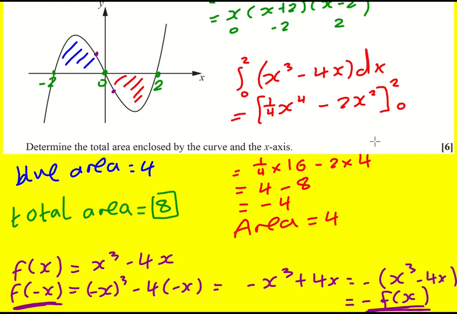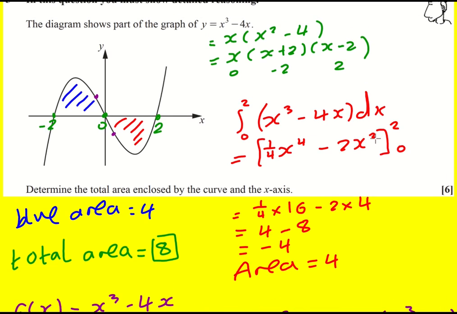And it's worth bearing in mind, sometimes you'll get functions that maybe look like this, and we're asked to find this sort of area enclosed here. If this is an even function and it looks the same either side, like there's a reflection in the y-axis, then you can just find this and then double it to find the whole thing. So just bear it in mind for future.